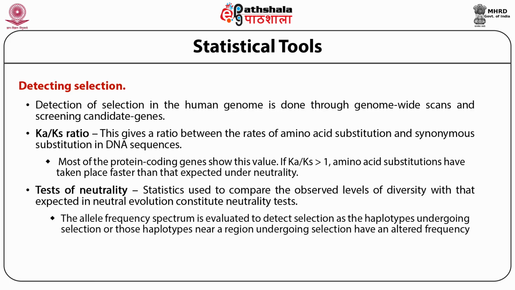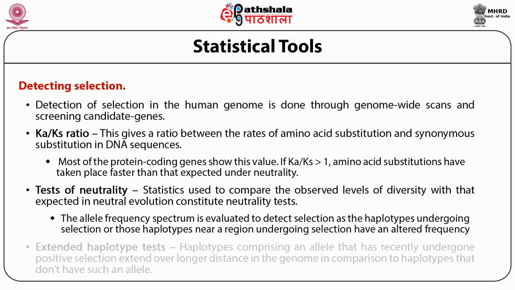The allelic frequency spectrum is evaluated to detect selection, as the haplotypes undergoing selection, or those near a region undergoing selection, have an altered frequency. Other examples of neutrality statistics are Tajima's D and Fay and Wu's H.